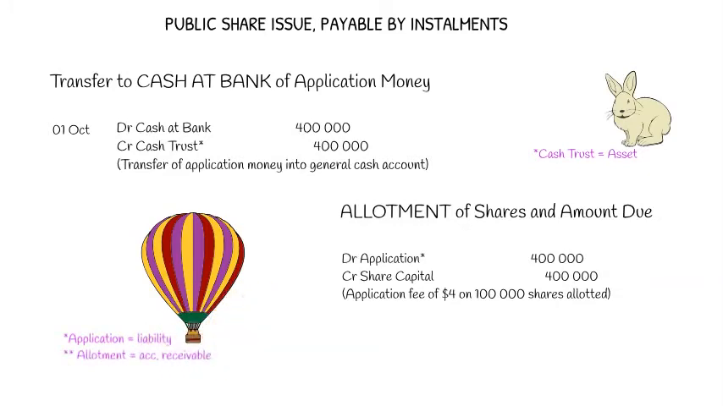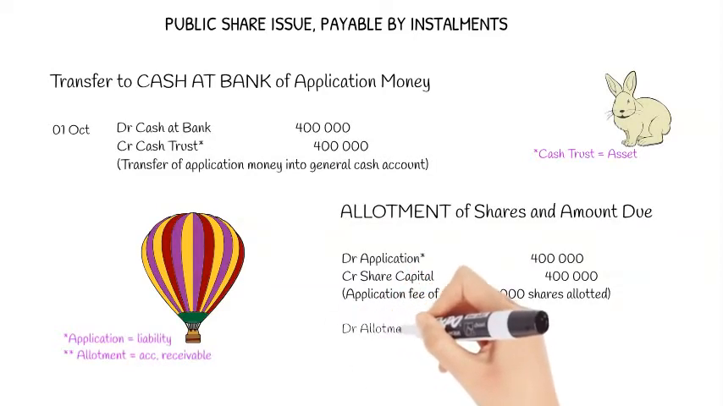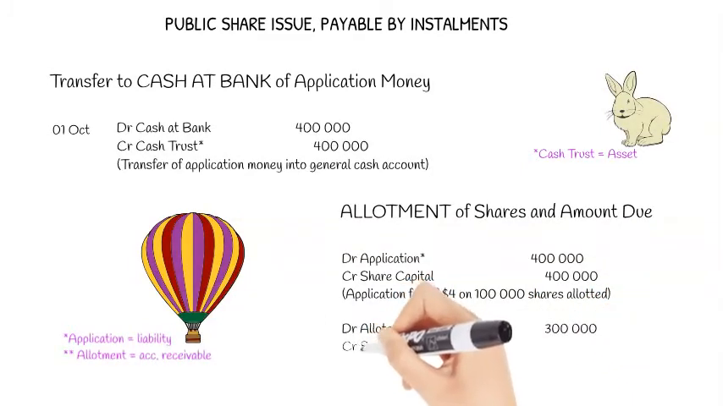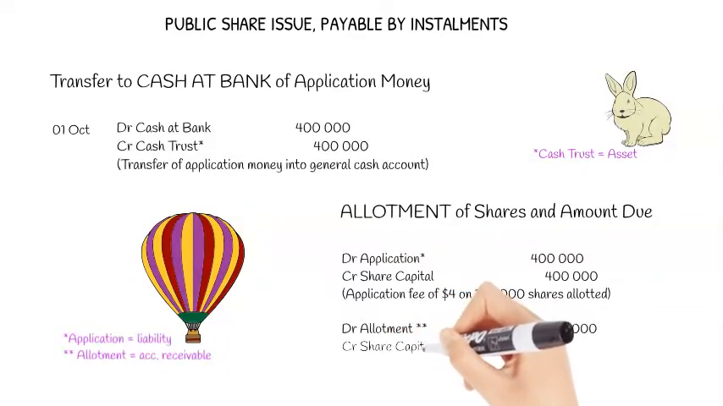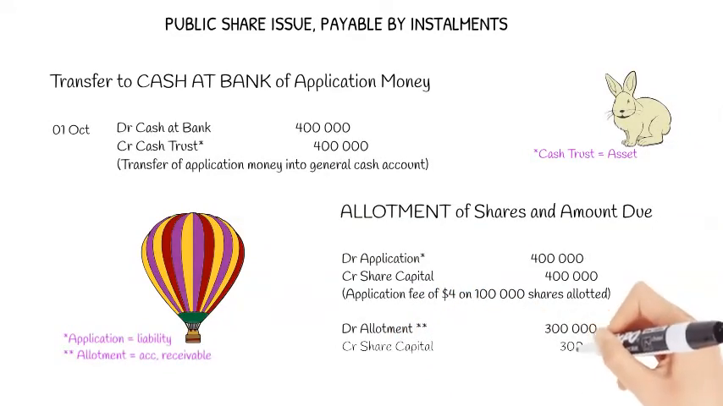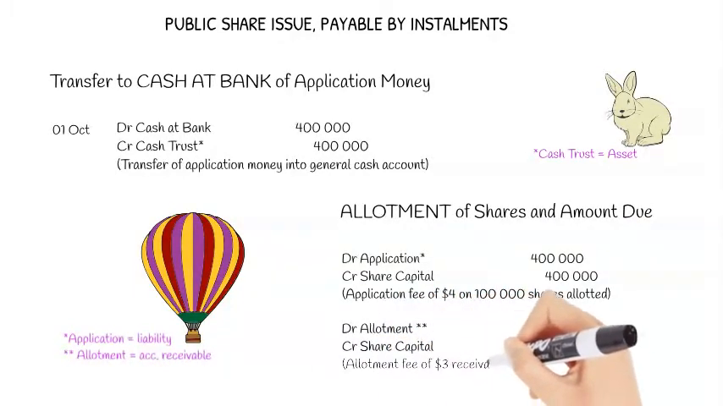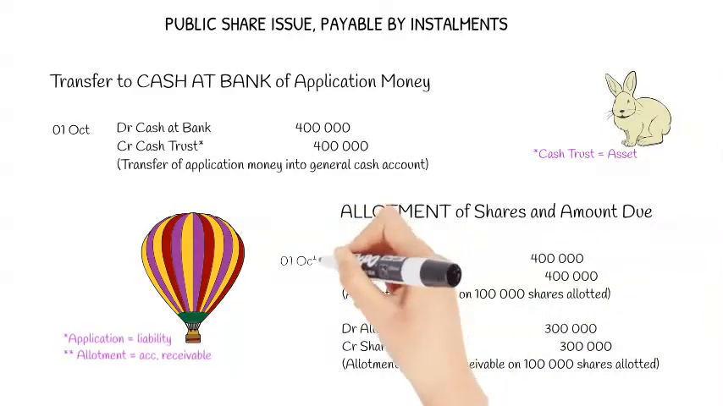Then we'll look at a new account, which is allotment account. Allotment account is similar to an accounts receivable. So we know that we are yet to receive the 300,000, but we will receive that in the future. This is the second installment. So since that is an accounts receivable account, we debit allotment to show an increase in accounts receivable and credit the share capital. We must also include dates.